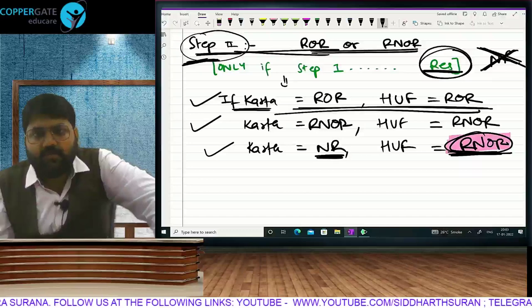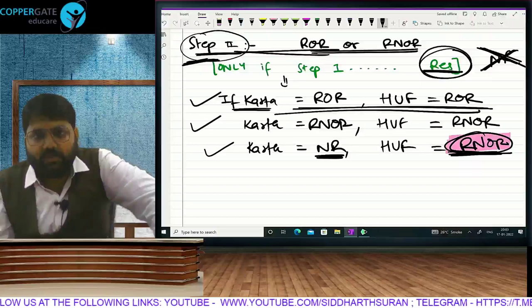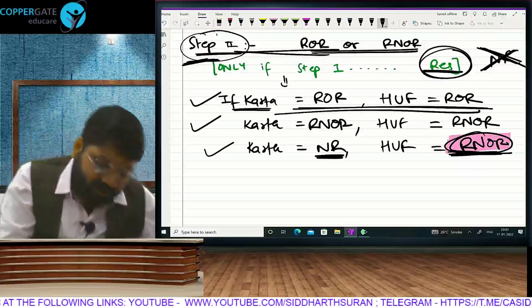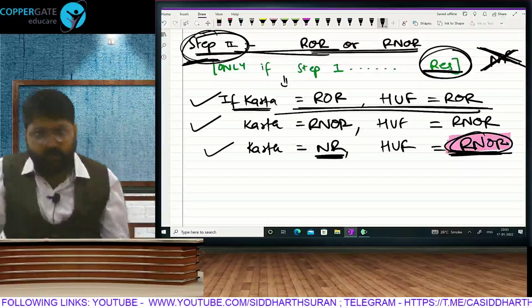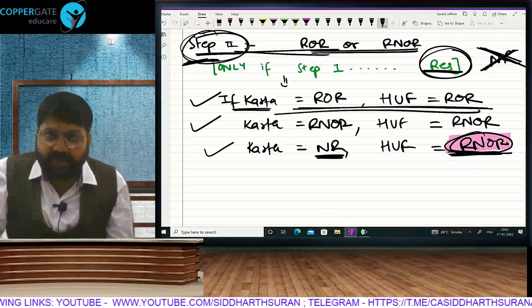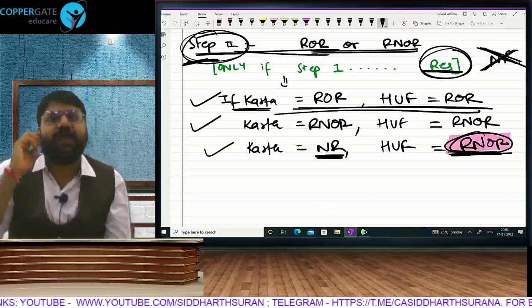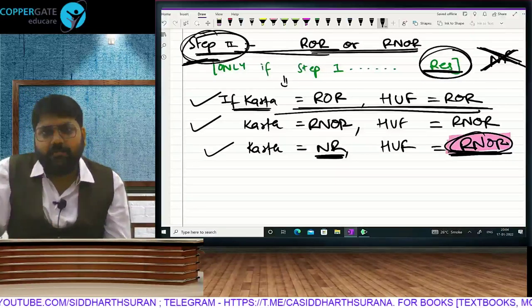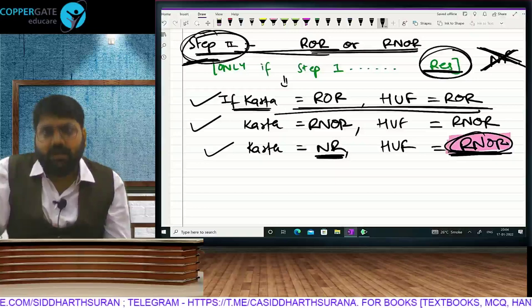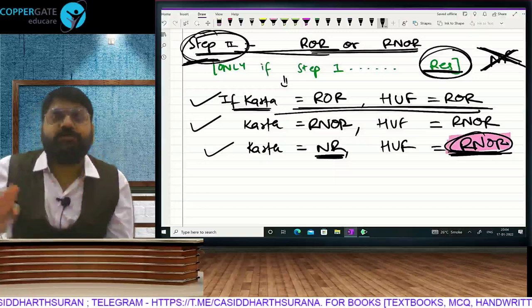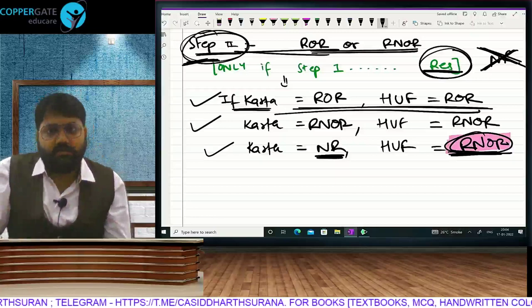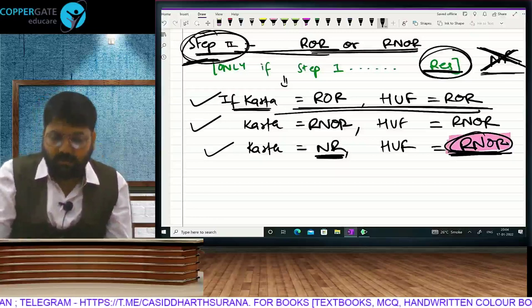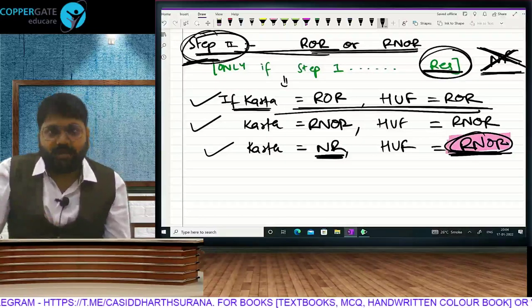Junaid, come on. Once we are performing step number 2, what are the only two possible answers now? You are mute. And which answer is not possible for sure? Non-resident.